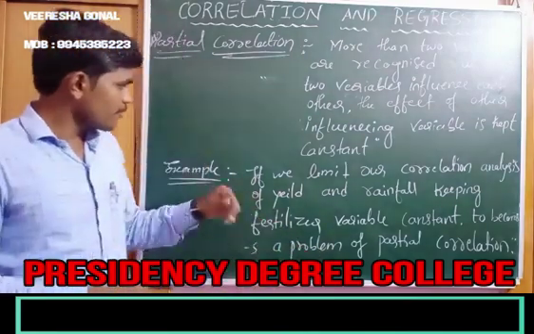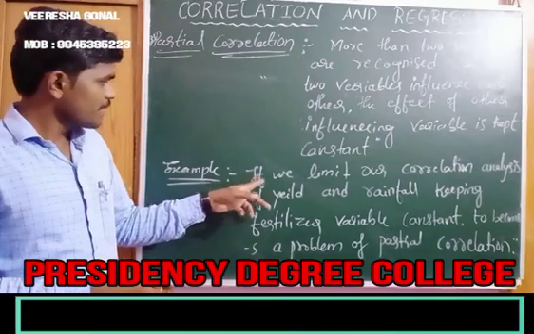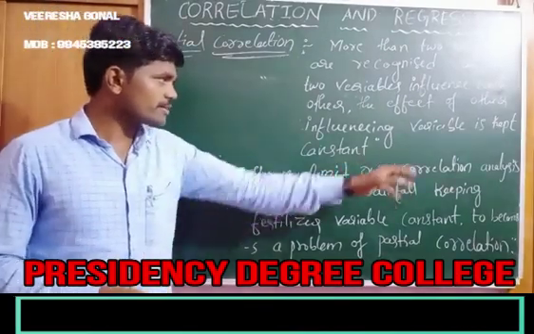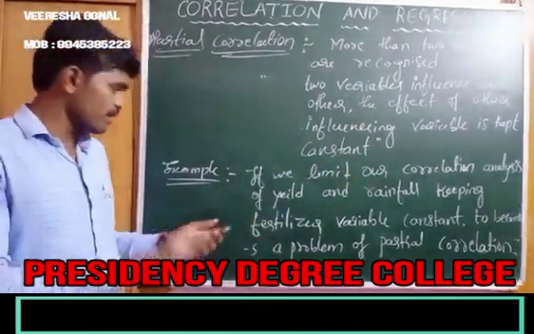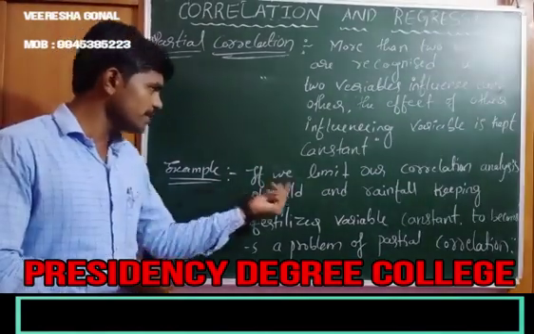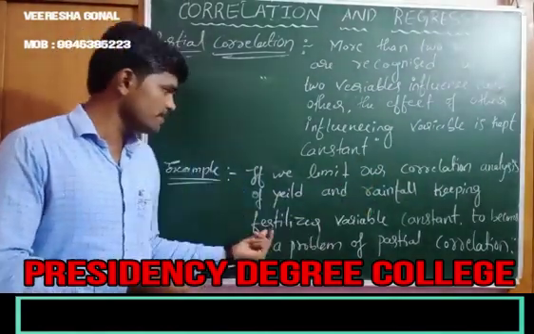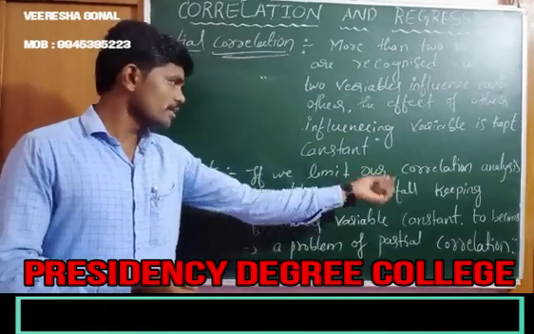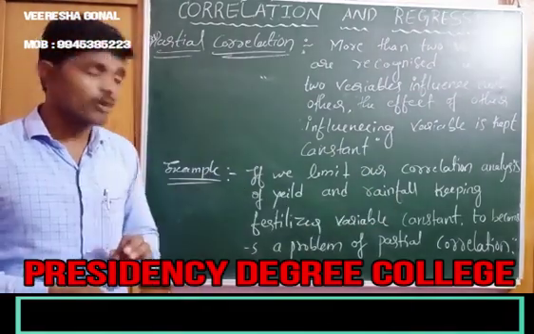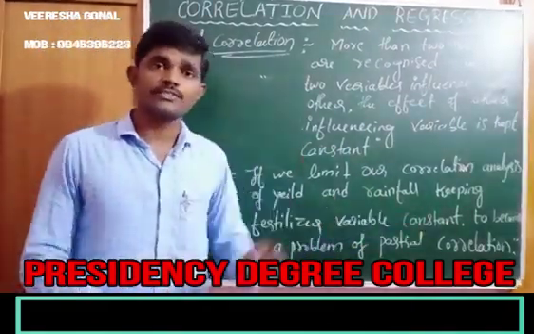See, I will repeat one more time. If we limit our correlation analysis to yield and rainfall, keeping the fertilizer variable constant, that becomes a problem. Which one is the problem? The partial correlation.